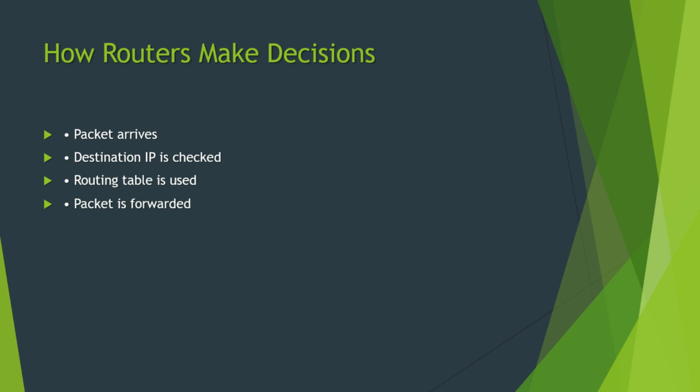Now, when a packet arrives at a router, the router asks one simple question. Where is this packet trying to go? Routing is destination based. The router doesn't care where the packet came from, who sent it, or why. It only cares about the destination IP address. Then it looks inside something called a routing table and says, if the destination is this network, send it out this interface. If it doesn't know where to send it, the packet gets dropped. And that's why routing information is so important.